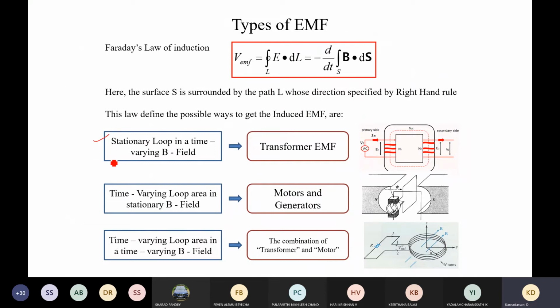So there are about three possible ways we can get this. One is a stationary loop with a time varying magnetic field. By this way, the magnetic linkage can be made between the two loops, and we can get the current. What we call a transformer EMF is due to an AC source, and this AC source is going to produce the time varying current. This time varying current will produce a time varying magnetic field.